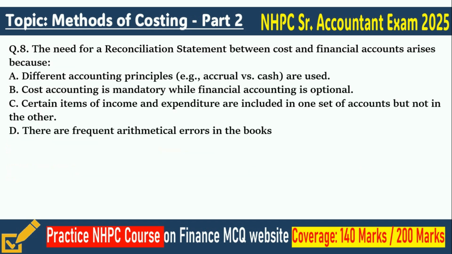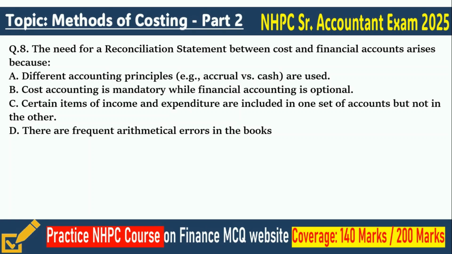And next question. The need for a reconciliation statement between cost and financial accounts arises because: option A, different accounting principles, for example, accrual versus cash, are used. Option B, cost accounting is mandatory while financial accounting is optional. Option C, certain items of income and expenditure are included in one set of accounts but not in the other. Option D, there are frequent arithmetical errors in the books.